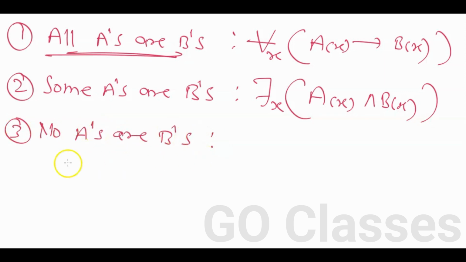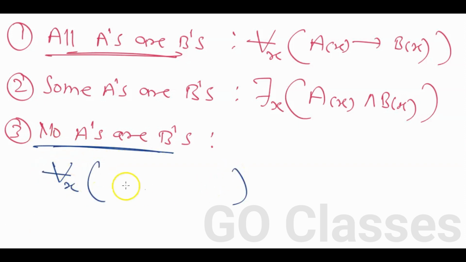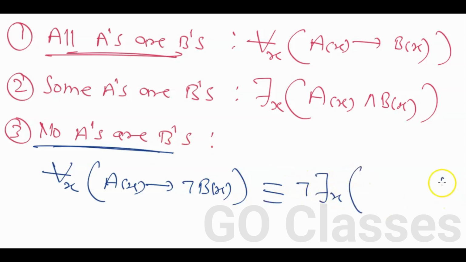This is the next template. I can write this in two ways. The first way is for everyone we are saying that if it is A, then it is not B. Or I can say that there does not exist any A which is B. No A's are B's means there is no existence of A's which are B's.